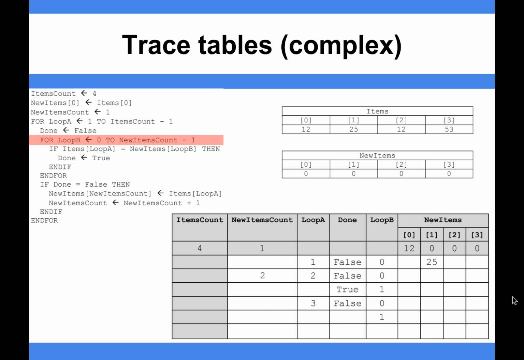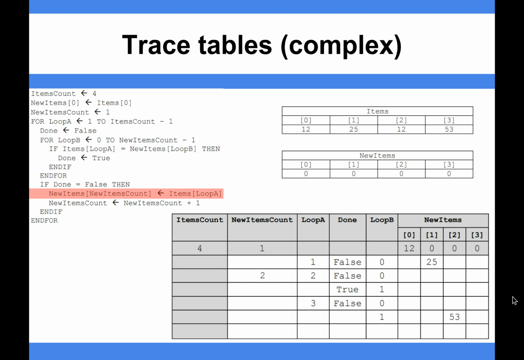Then I go back and carry on my loop, because I'm not finished my loop yet. So position 1, if items at loop A 3, which is 53, is equal to new items at loop B, well, loop B is 1, and that's 25, so that's still not true. So I end my if and I end my for. If done equals false, which it doesn't. Oh, sorry, done equals false. It does. Sorry, I'm being an idiot.